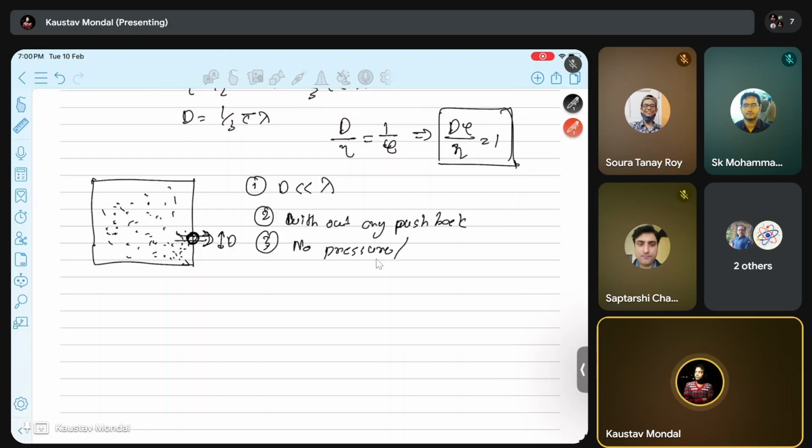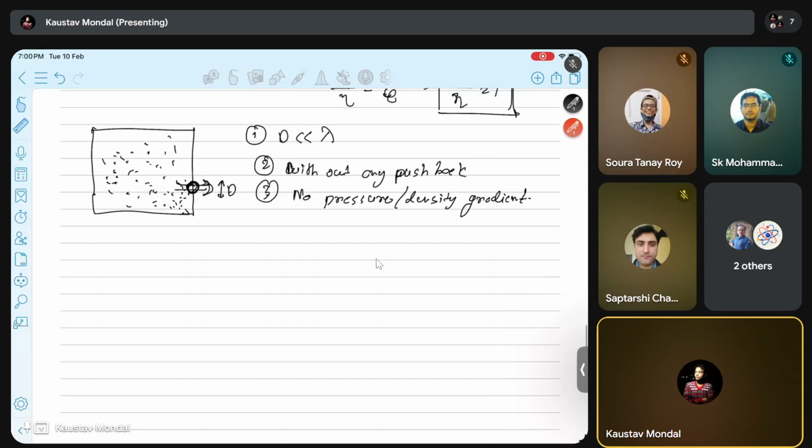So, no pressure or density gradient. If we consider all of these three things, then only can we qualify this phenomenon as molecular effusion, okay.